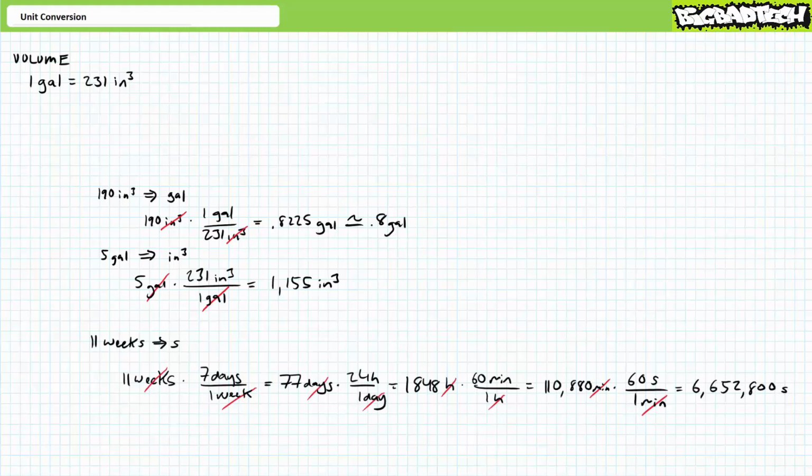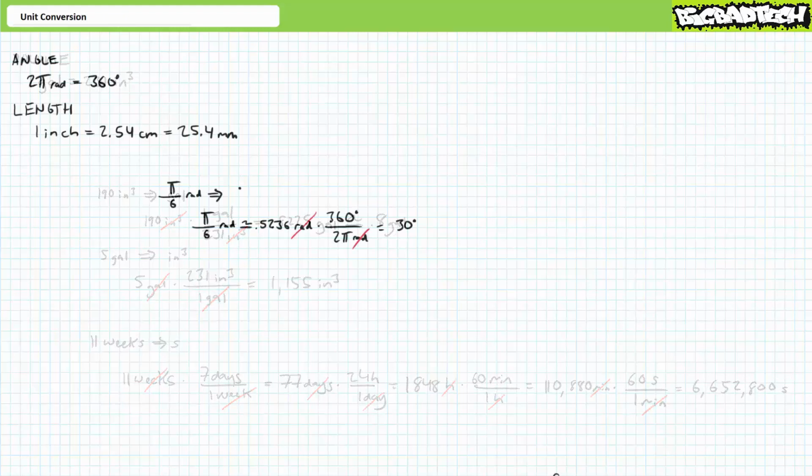Next, we're being asked to convert 11 weeks into an equivalent amount of seconds. This is designed to test your understanding of multi-step unit conversions. First, convert weeks to days, days to hours, hours to minutes, and then minutes to seconds. 11 weeks is equivalent to 77 days. 77 days is equivalent to 1,848 hours. 1,848 hours is equivalent to 110,880 minutes. We're left with 6,652,800 seconds. Our last set of illustrated examples deal with angle and length.